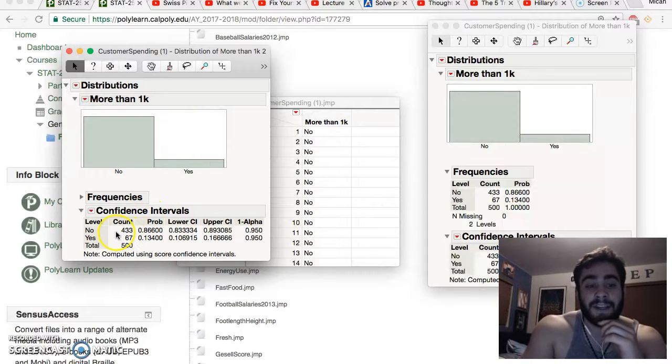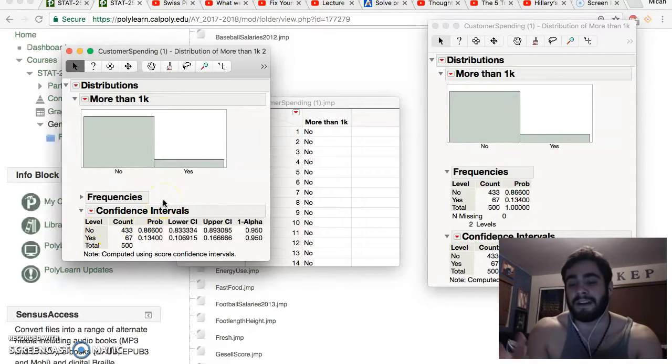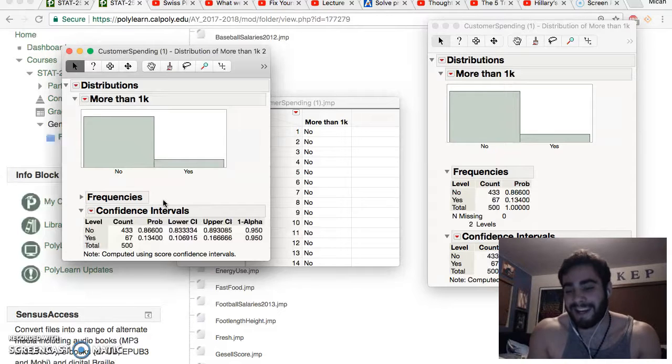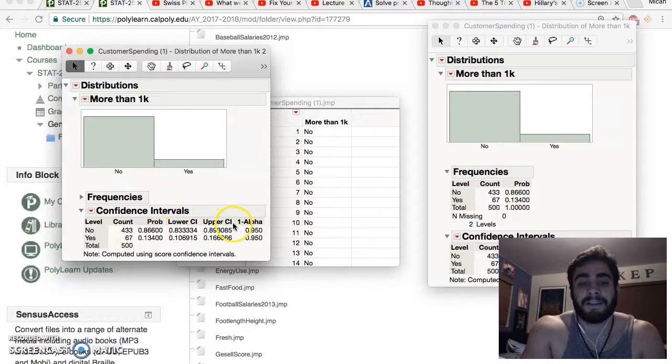Now this gives you the confidence interval for both no and yes, so people who spend under 1,000 and people who spend over 1,000. The row we care about for this problem is the yes row, and we're going to look at the lower CI and upper CI.